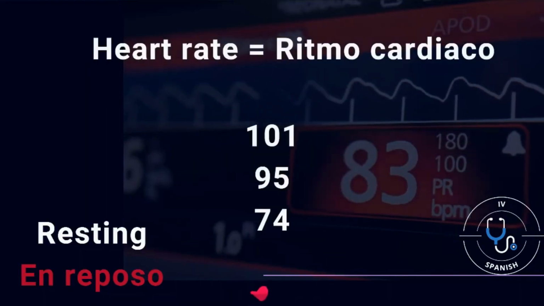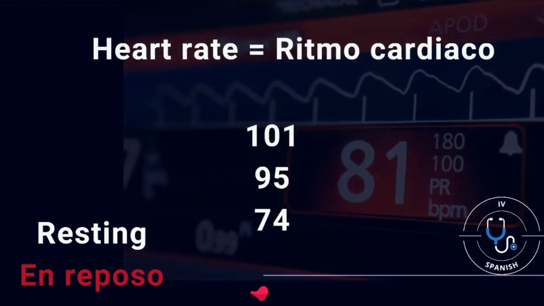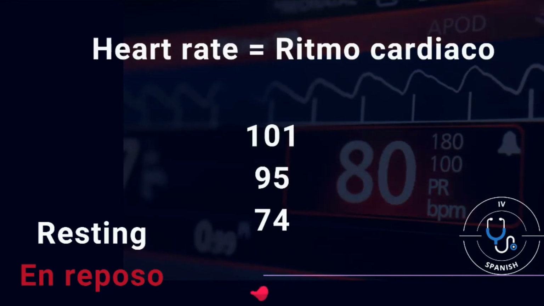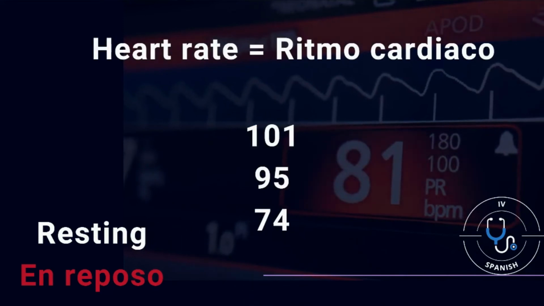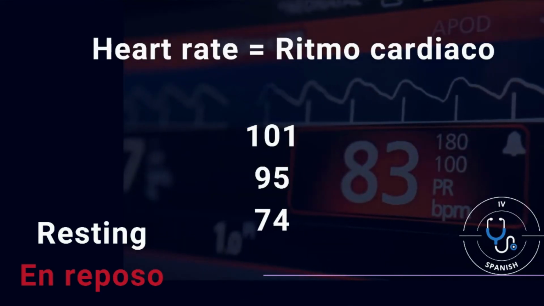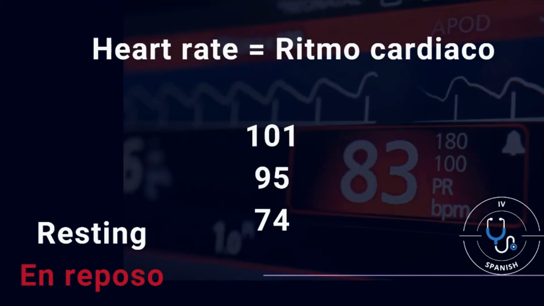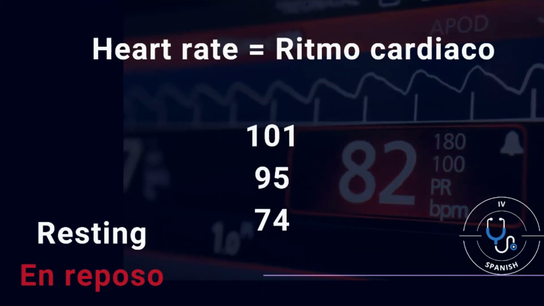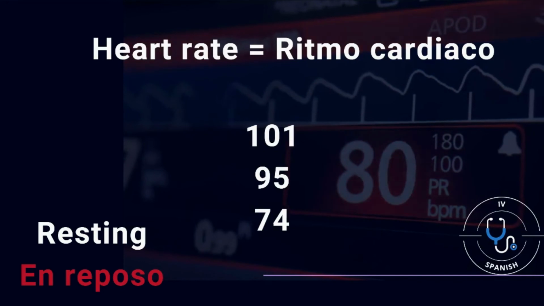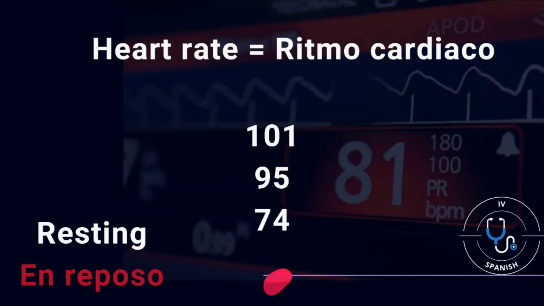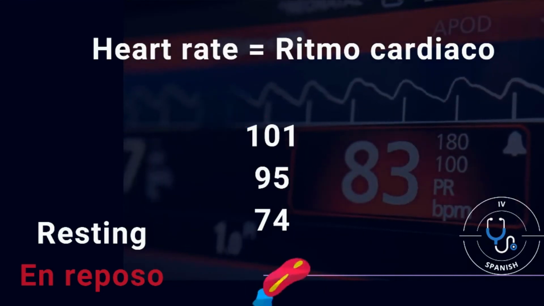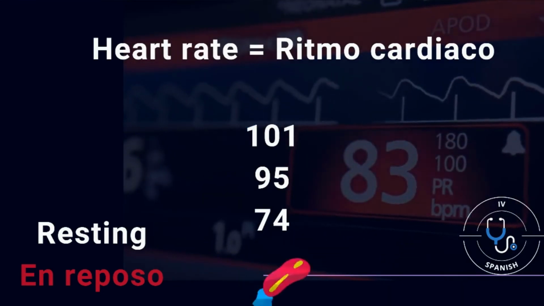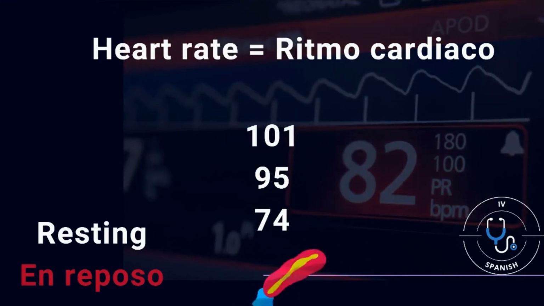Okay, now let's move to heart rate. How do you say heart rate in Spanish? Well, that would be ritmo cardíaco. Go ahead and try to read out loud in Spanish the three values that you see on screen, and I will give you the answer in a few moments. Okay, it will be 101, 95, 74. That's how you read them. And then just a tip on the side, resting is en reposo. So if you want to say resting heart rate, ritmo cardíaco en reposo.